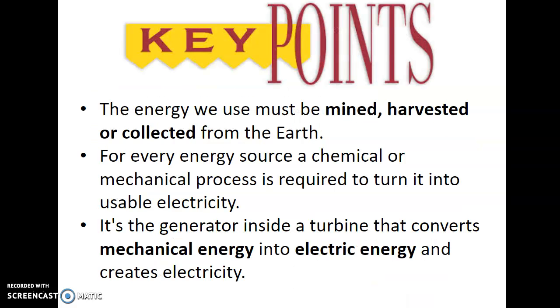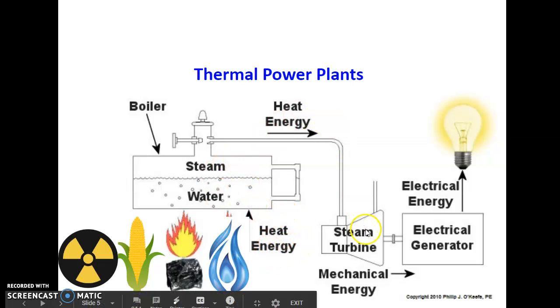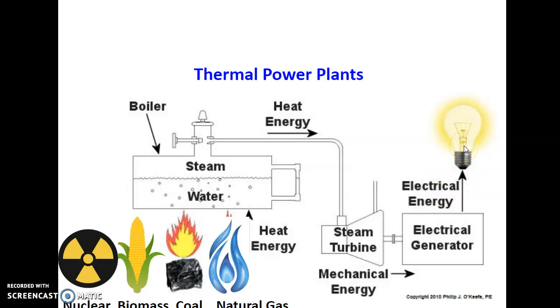So key points, we know that the energy we must use needs to be mined, harvested, or collected from the earth. So for every energy source, a chemical or mechanical process is required to turn it into usable electricity. And it's the generator inside a turbine that converts mechanical energy into electrical energy and creates electricity. So that goes all the way back to this slide, which is really just the most important thing that you should take away from this lesson. Heat energy is transferred into a steam turbine, which becomes mechanical energy, and then an electrical generator turns it into electrical energy, which is electricity.